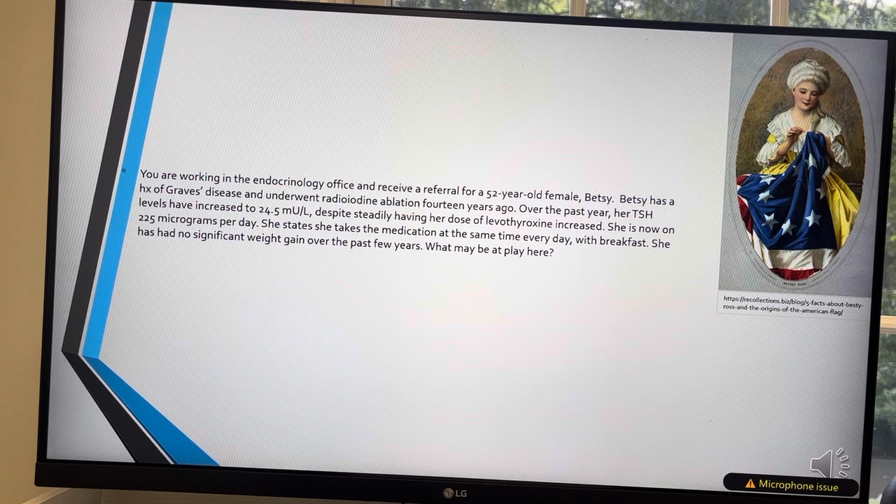Well, let's go over some things. She's having her medication with breakfast. What is breakfast? Maybe she's taking it with iron. Maybe she's taking it with calcium and it's not getting absorbed. She could be taking it with grapefruit juice, or she could have a malabsorptive disorder like celiac or Helicobacter pylori. She could have Addison's disease, which we'll talk about soon. She could be pregnant.